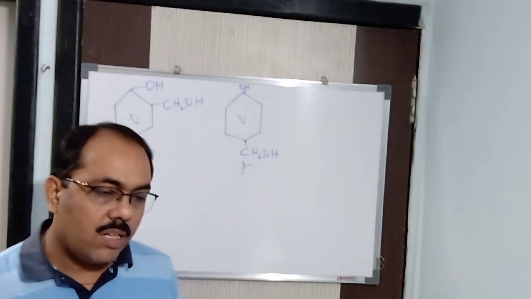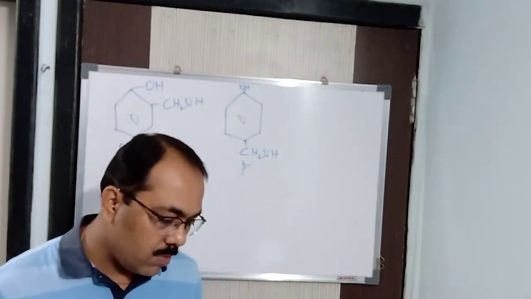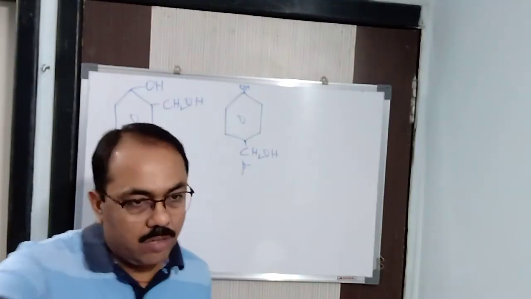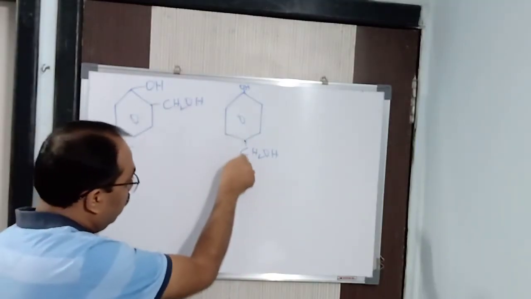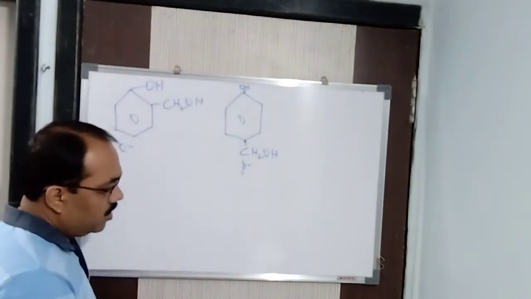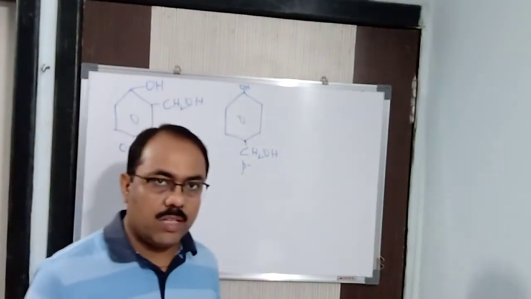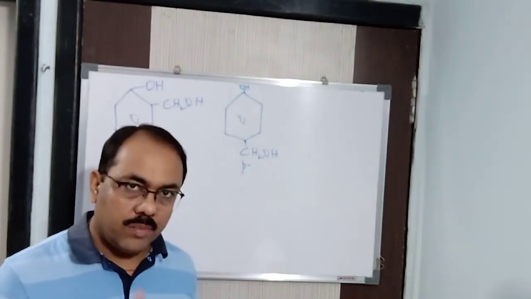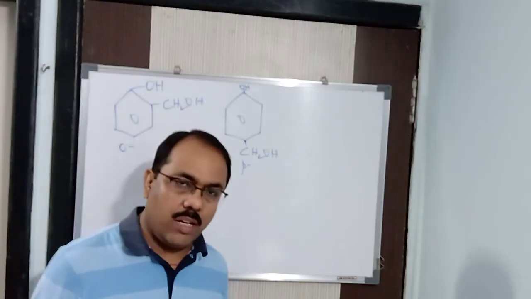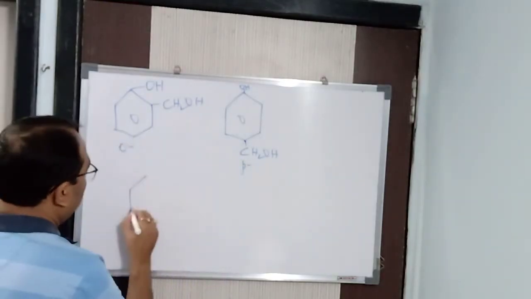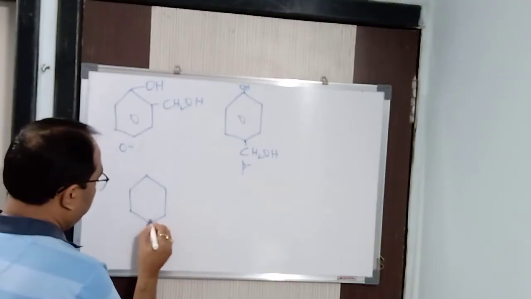Now orthohydroxy and parahydroxy benzyl alcohol undergo polymerization. Got it? Now orthohydroxy increases chain wise, and parahydroxy increases, what you can say, branch wise. And ultimately we get network polymers. That is a three-dimensional network structure. So this sort of structure we will get of bakelite. That is three-dimensional network structure.